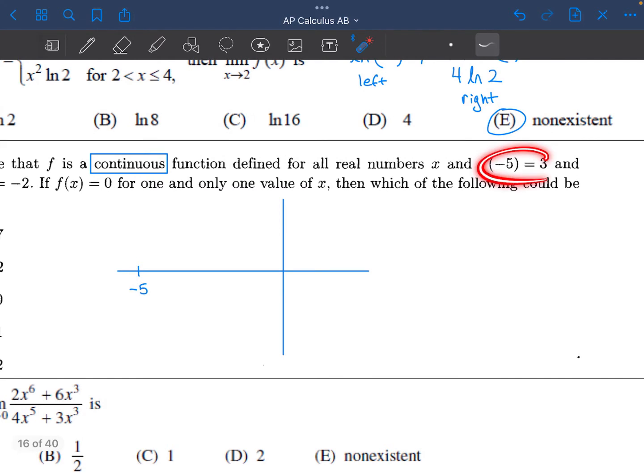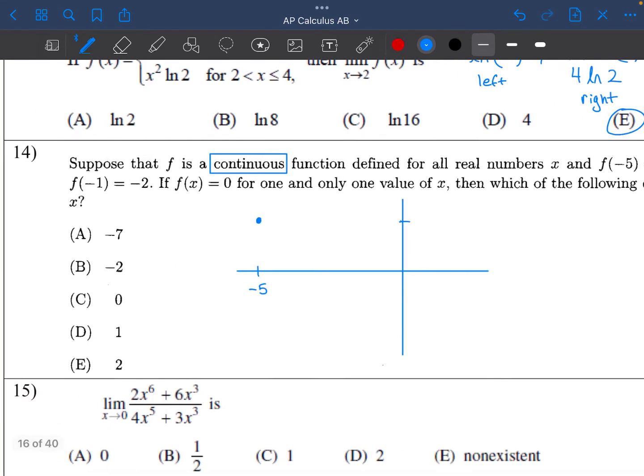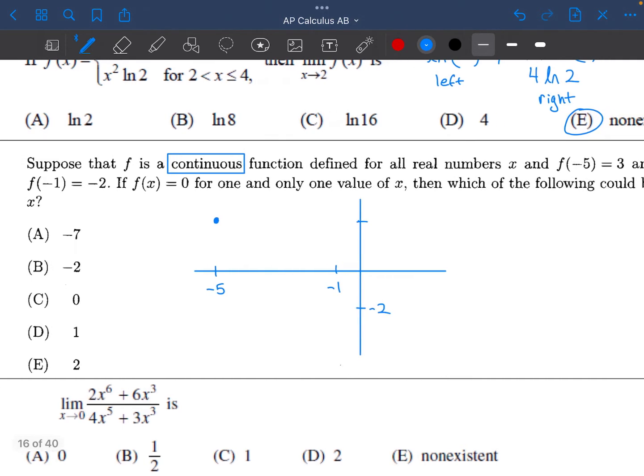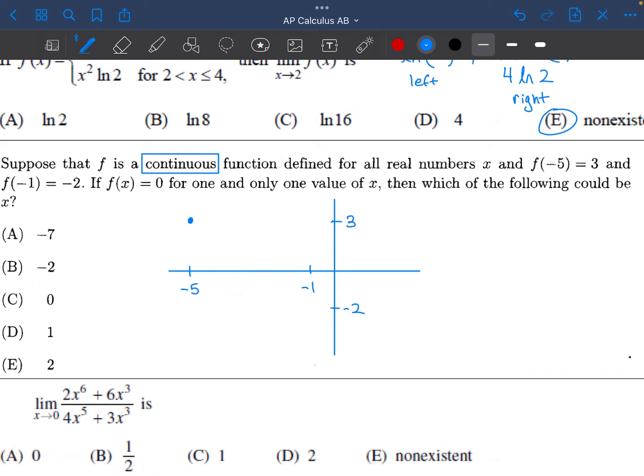I'm just using this information and making it into a point. So I have -5, and I have a height of 3. A height of 3, I'm going to randomly say is, I don't know, right there. So I'm going to say I have a point right there. That's all I know from the first bit of information. And then the second bit of information, I have another point at -1, -2. So at -1, I'm going to say is right there. And then -2, which I'm going to say is right there. I guess I should have had the height up here of 3. And I have a point right there.